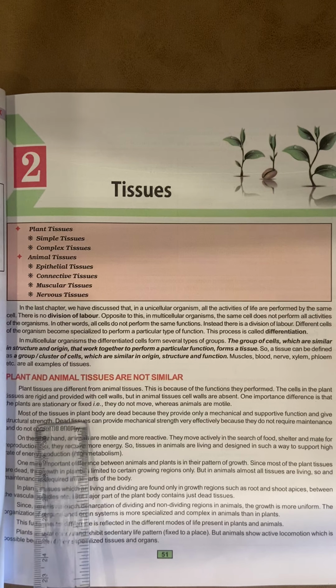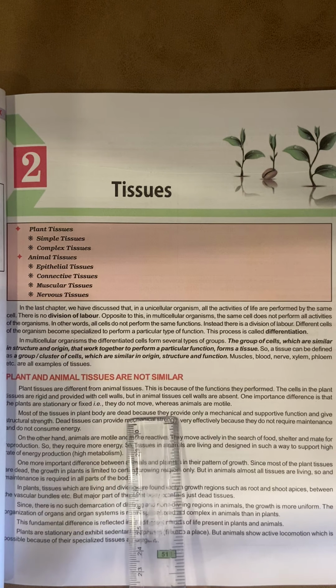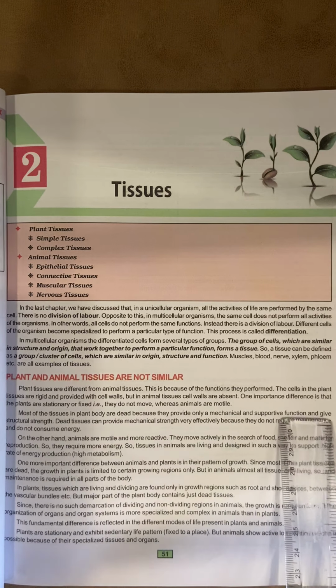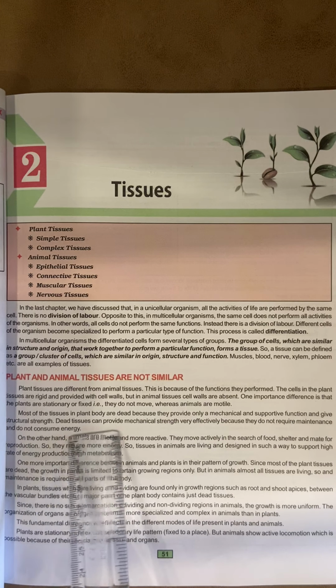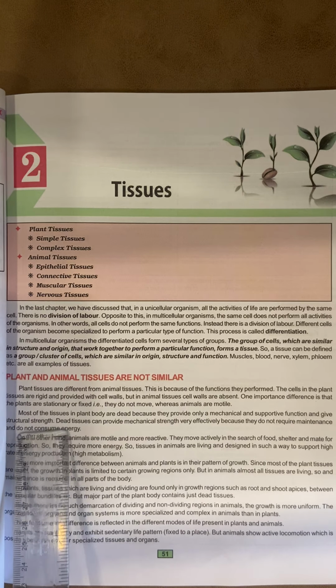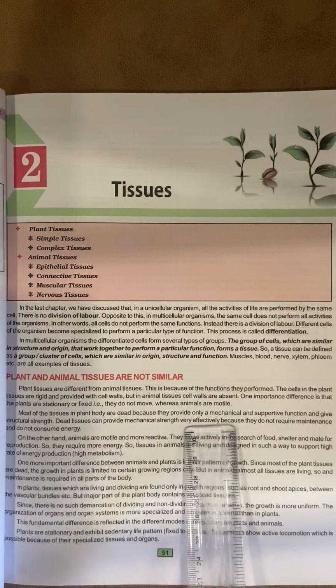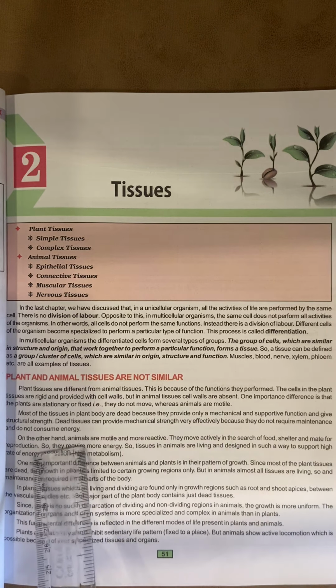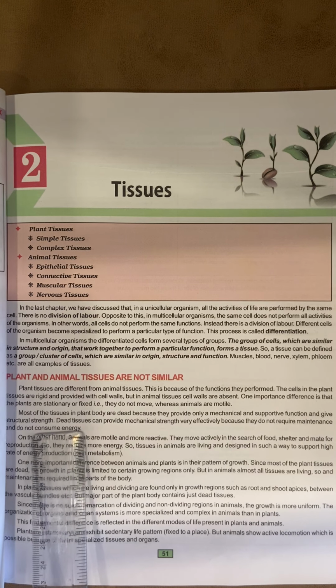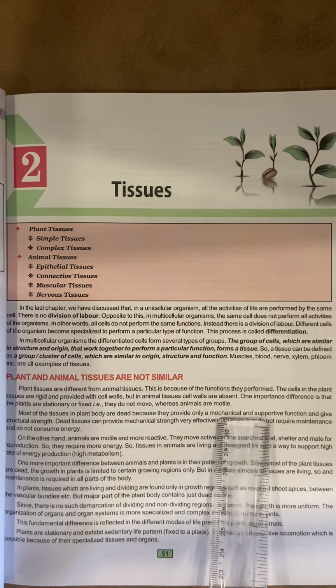Another difference, most of the tissues in plant body are dead because they provide only mechanical and supportive function because the plant has to be stationary. They provide the structural strength, and the dead tissues can provide the mechanical strength very effectively because they do not need any maintenance and they do not consume any energy. So that is why most of the plant tissues are dead.